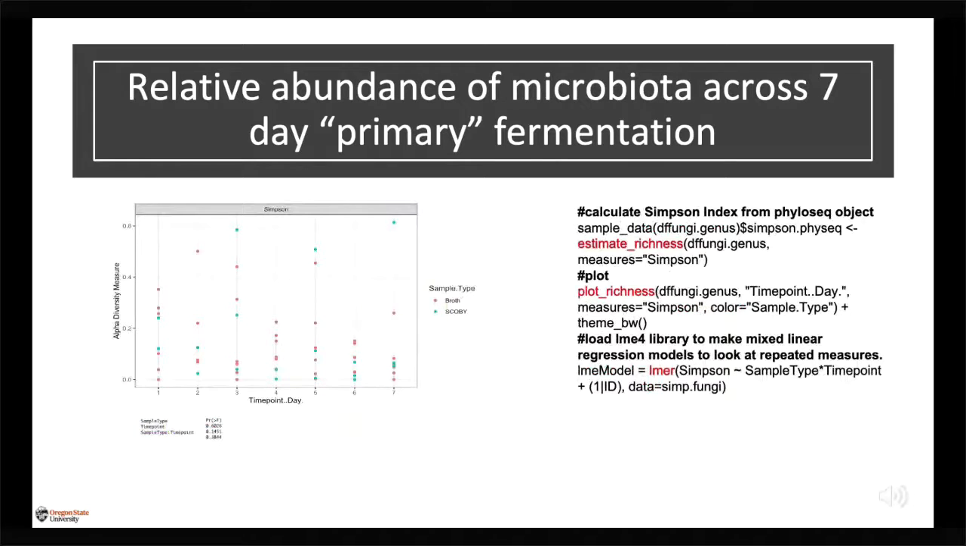We were also able to utilize the Phyloseq package to look at the alpha diversity within our sample population. Here, we're able to look at two groups, our broth samples and our SCOBY, and compare them for species richness and evenness by calculating a Simpson index. Thereafter, we were able to plot, as you can see in this slide here, to really visualize any sort of clustering. Ultimately, with the assistance of another package, we're able to look at linear mixed regression models to evaluate the statistical strength of our comparisons.